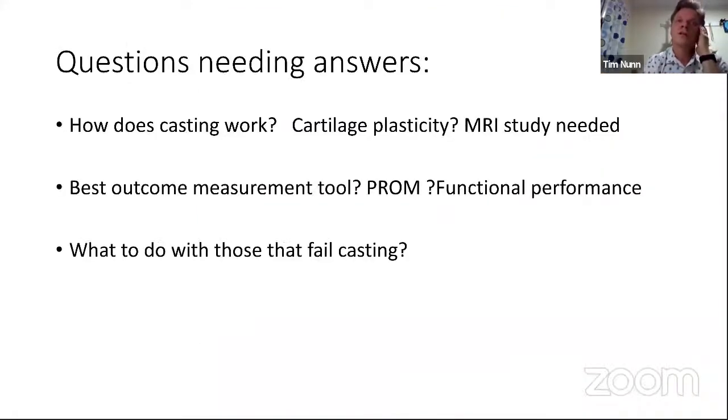So the questions that need answering from this are, how does casting work in the older child? Is it just through ligament, tendon stretching, soft tissue, or is there cartilage plasticity going on? And if so, does that affect the duration and the timing of the changing of casts? And I think an MRI study is needed to determine this. Secondly, it raises a question of what is the best outcome measurement tool for these children? Is it a patient-related outcome measure, or is it an observational functional performance score? And thirdly, what to do with those that fail casting?